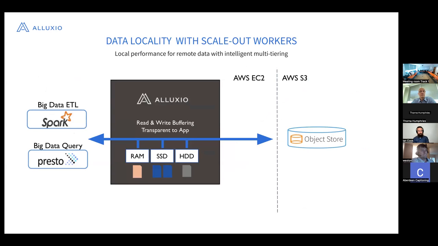For the worker, we designed in a very scalable way. That means if you pursue high performance, you can use the RAM disk as your media to maximize your performance. And at the same time, you can maximize capacity with tiered storage with SSD and HDD.